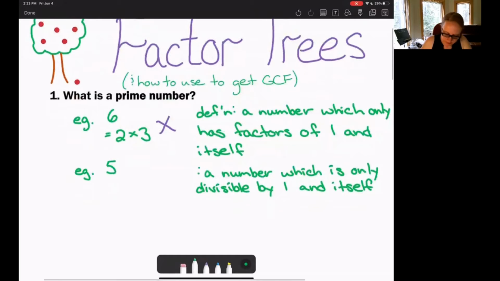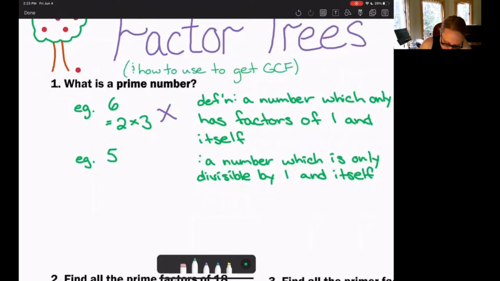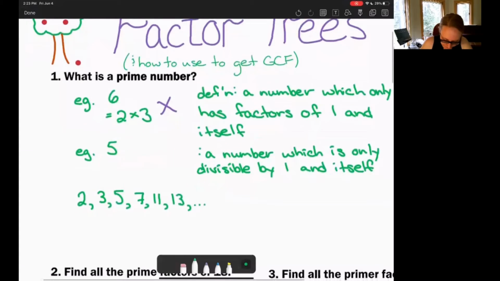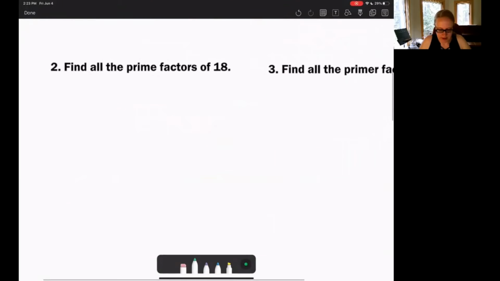So if you think about the set of prime numbers, 2 is actually a prime number, which is always kind of surprising to me because it's even, but the only numbers that you can multiply together to get 2 are 1 times 2. And so therefore it's prime. 3 is a prime number. 4 is not, because 2 is a factor of 4. 5 is, 7, 11, 13, and so on. If you know those first few numbers, that will really help you with the factor trees. So let's take a look at a question like this.